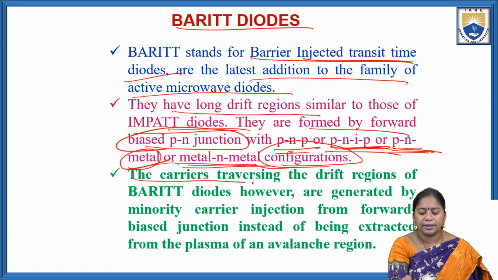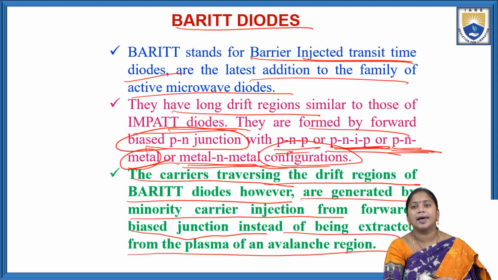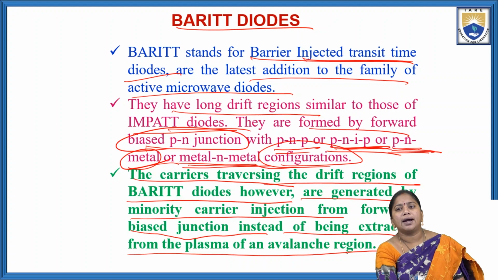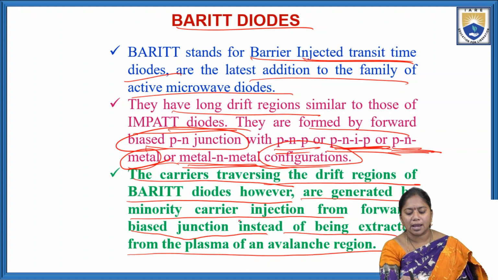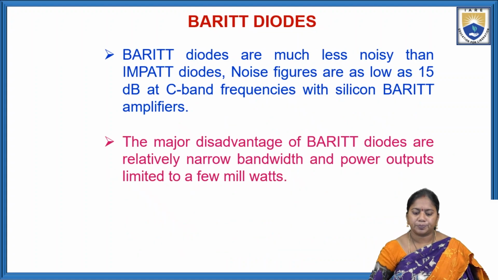The carriers traversing the drift region of the Baritt diodes are generated by minority carrier injection from the forward biased junction, instead of being extracted from the plasma of the avalanche region.